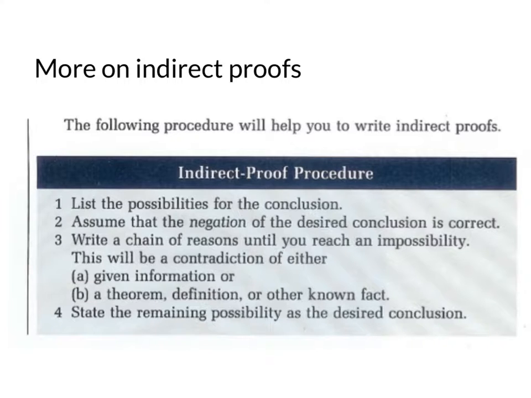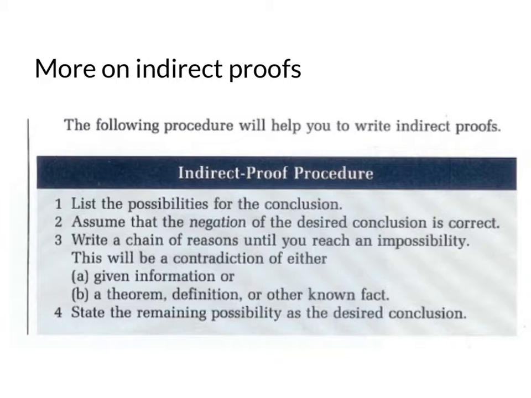Like, could I assume this? Could I assume this? So while your friend may do it one way, you may do it another, and that is completely okay. Next, assume that the negation of the desired conclusion is correct. So whatever you decide you want to prove, negate that, and then assume that as your first part of your proof. And then step 3, you're just going to write a chain of reasons until you reach an impossibility. This will be a contradiction of either the given, a definition, or a theorem, definition, or other known fact.